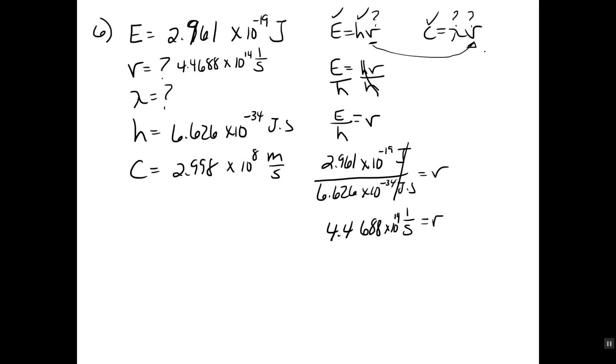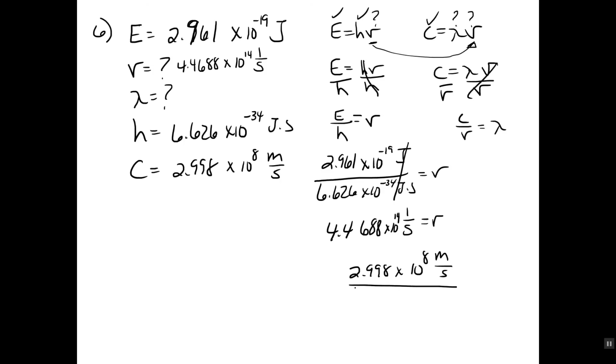Okay, so now I'm just looking for this one last piece, wavelength, okay? So here we said we had C is equal to wavelength times frequency. We want wavelength by itself because that's what we're solving for. Divide both sides by frequency, and so you get C over frequency is equal to wavelength. So now let's plug those in, and I'll do that down here. C is going to be 2.998 times 10 to the 8th meters per second over the frequency, which is 4.4688 times 10 to the 14th, 1 over S, equals wavelength. The S's cancel out, leaves you with meters, which makes sense, perfectly viable unit for a wavelength.